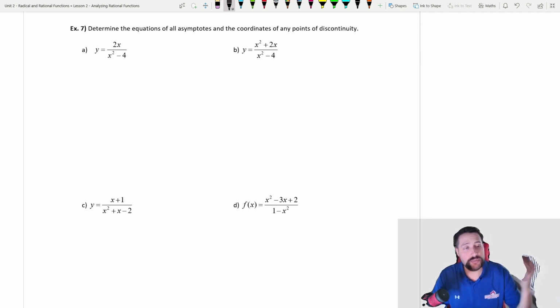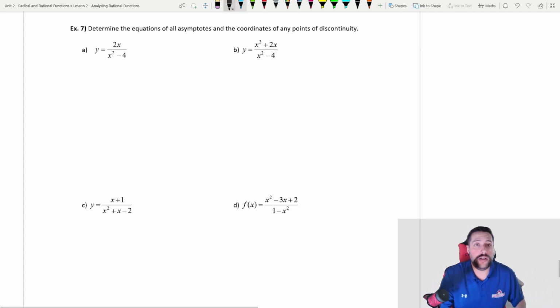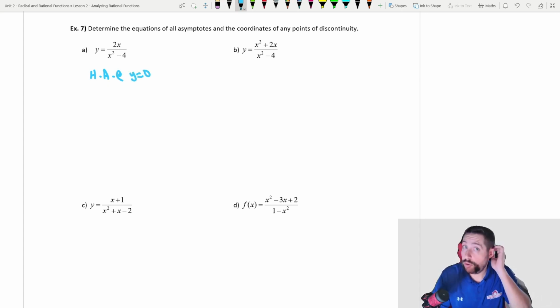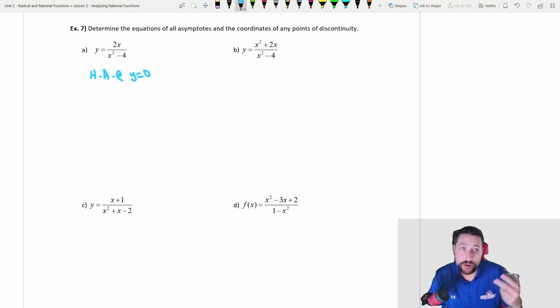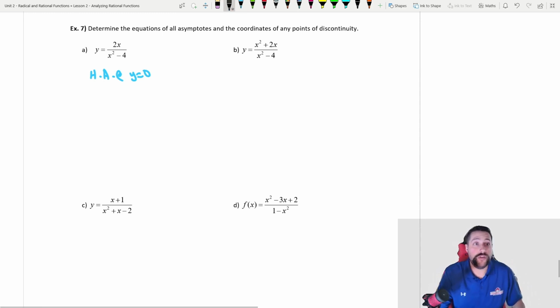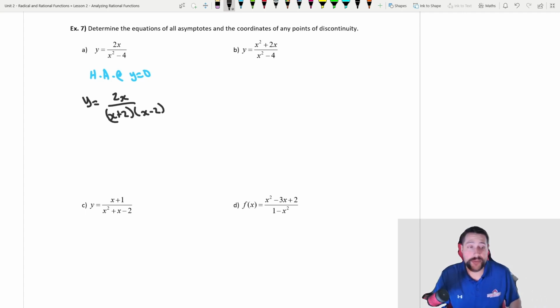Since we have an x divided by an x squared, the degree is greater in the denominator than the numerator, so we have a horizontal asymptote at y equals 0. Now we can look for our NPVs, vertical asymptotes, and points of discontinuity if there's any. What we need to do first is factor this: y is equal to 2x divided by x plus 2, x minus 2. Again, it's a difference of squares, so that's what the factoring becomes.